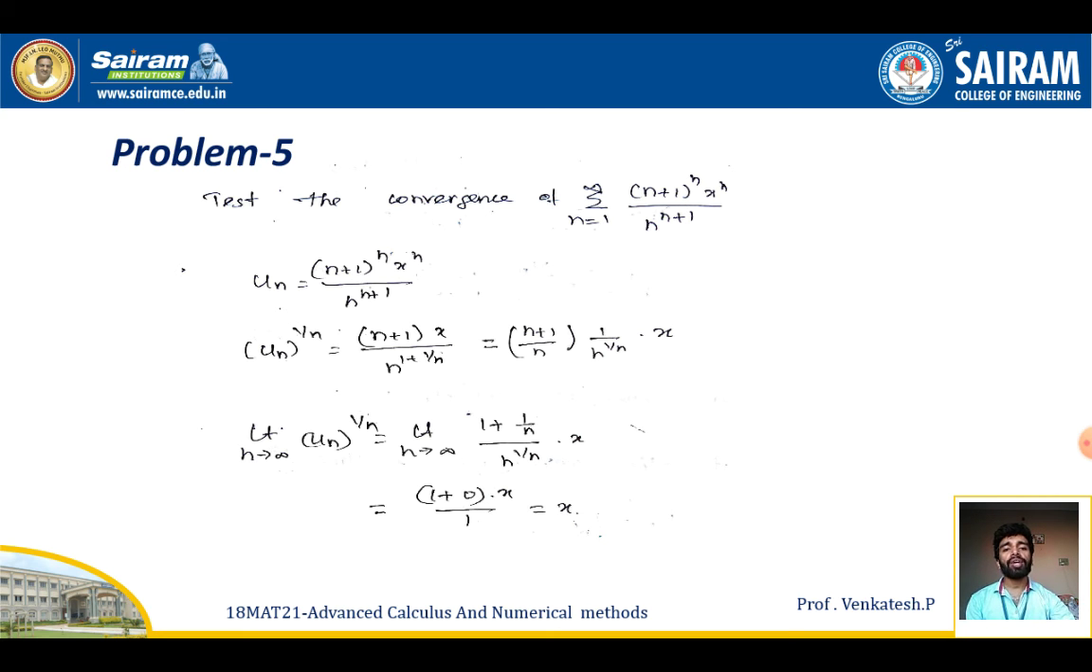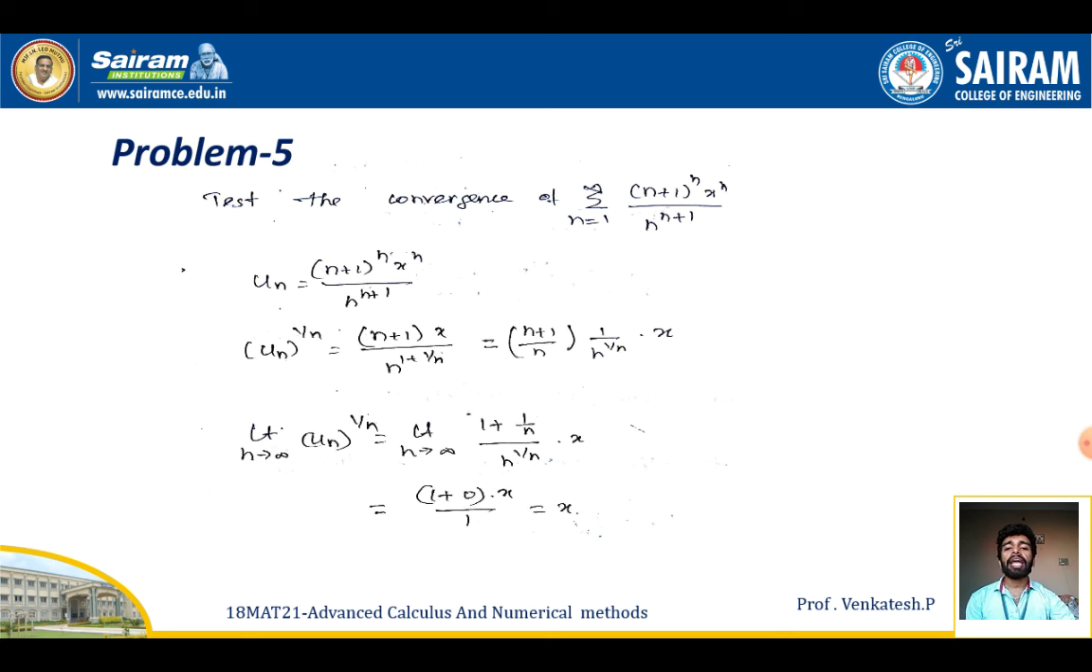So the next example is: test the convergence of summation n from 1 to infinity of (n+1)^n x^n divided by n^(n+1). So here also the function is expressed in terms of powers of n, so we have to use Cauchy's root test. So let me take the function u_n = (n+1)^n x^n divided by n^(n+1).